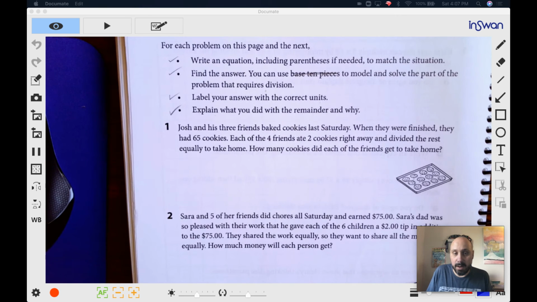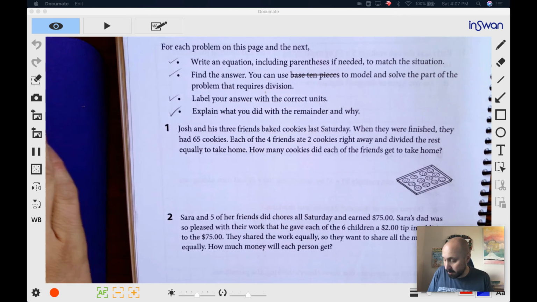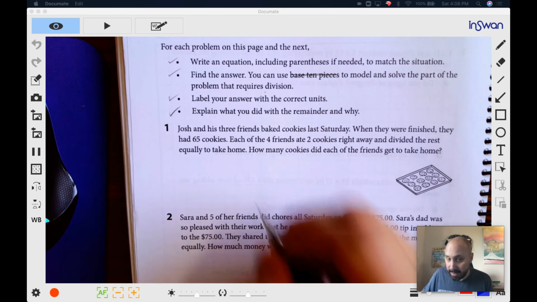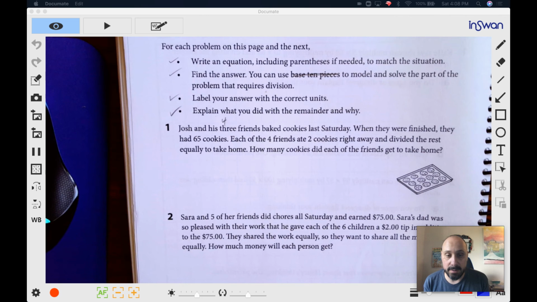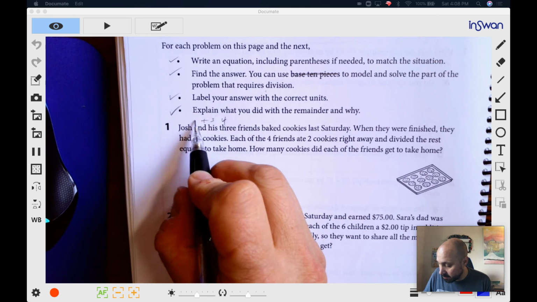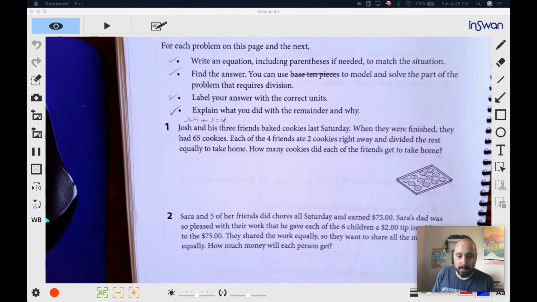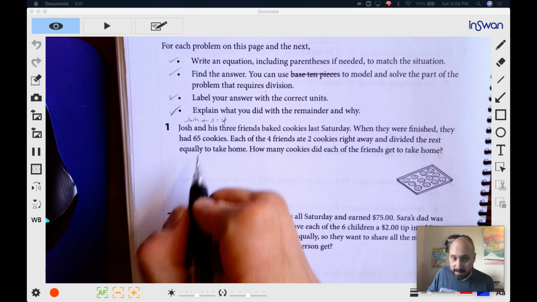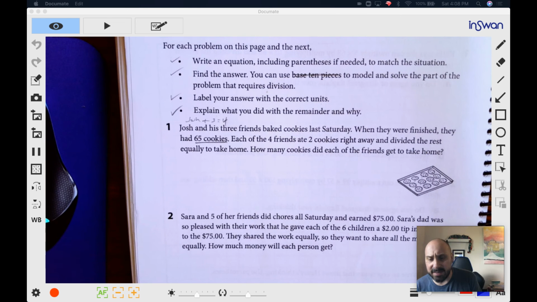So here we go. We're going to talk about what we are doing with the problems. What is it asking? Number one says, Josh and his three friends baked cookies last Saturday. It's already giving me information. Josh and his three friends is how many people? So right now we know we have four people we're dealing with, right? It's not really three, because it's Josh plus his three friends equals four. When they were finished, they had 65 cookies. All right. So far, it's like, okay, what is 65 divided by four?